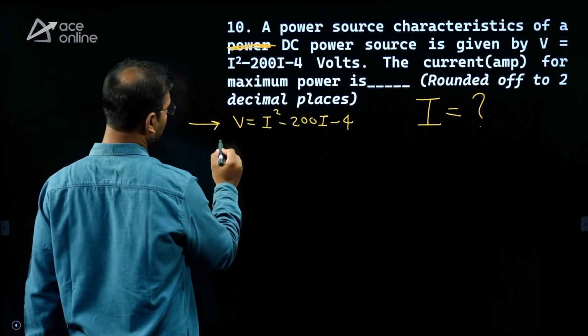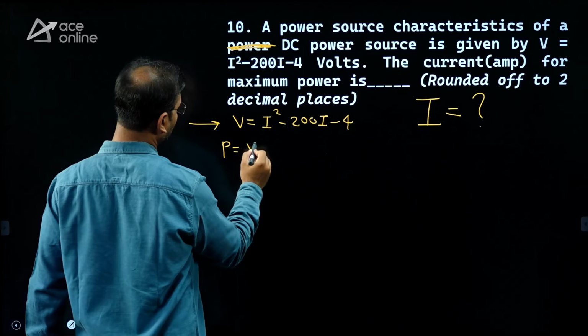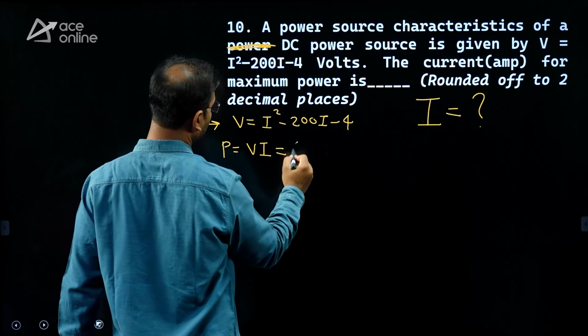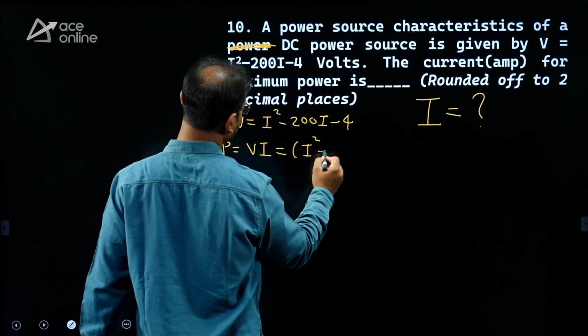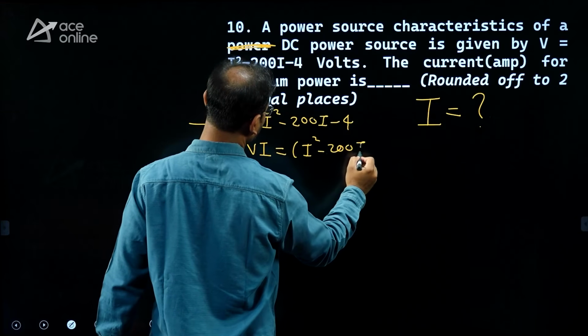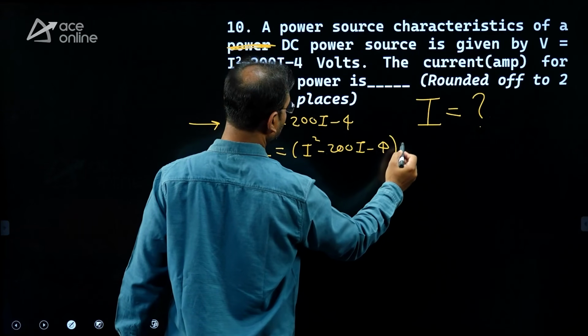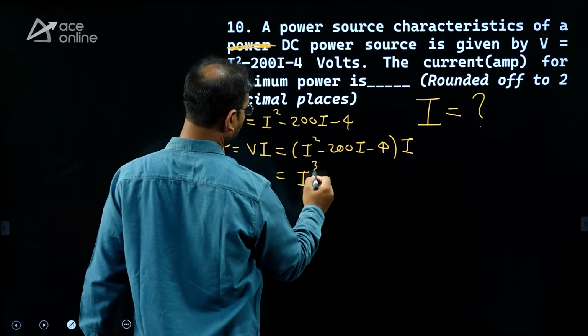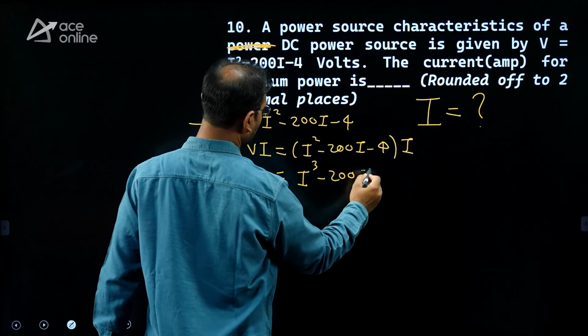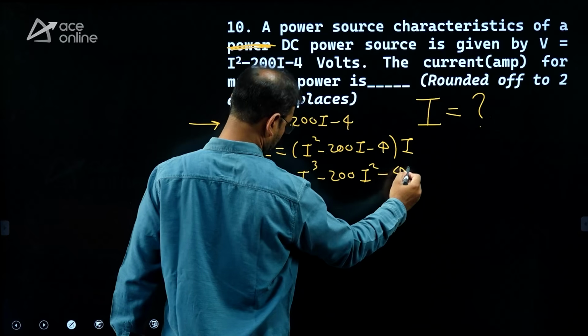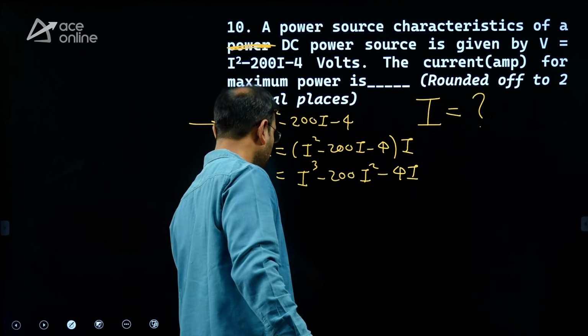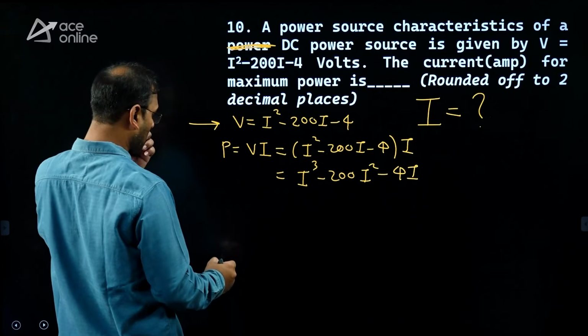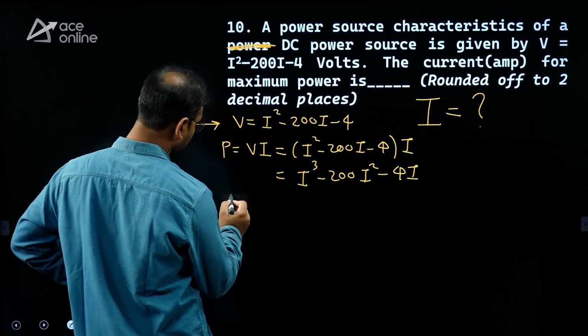Okay, then guys, we know the power is equal to V into I. Therefore, I am writing V, that is I square minus 200 I minus 4, into I, which gives I cube minus 200 I square minus 4I.